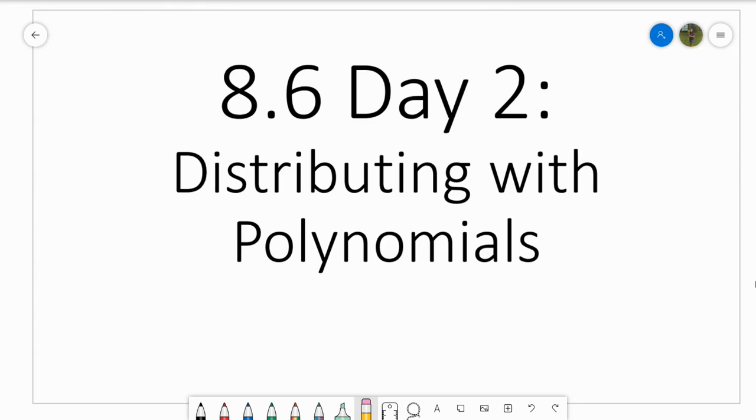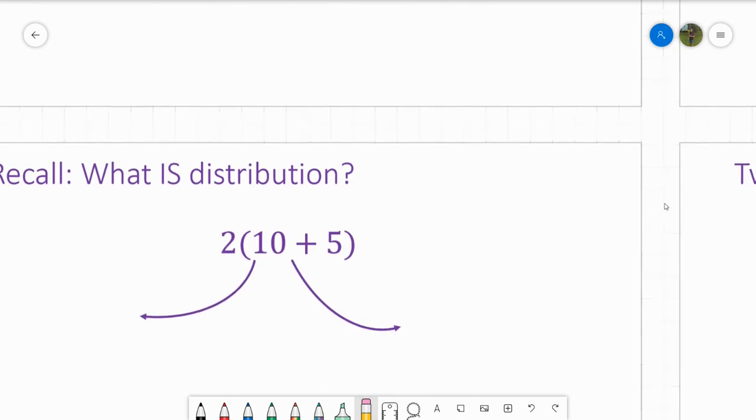All right, guys, we're going to get started with day 2 of our 8.6 notes. We're talking about distributing with polynomials. Remember to write your notes down because you're going to be turning them in, but not the purple sides.